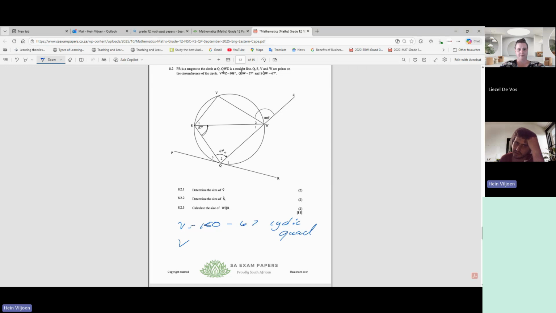Because in essence, the theory around a cyclic quad is that if you add the opposite angles of a cyclic quad, they give you 180 degrees. Okay, that's a solution to it. Then, for instance, determine the size of S1.